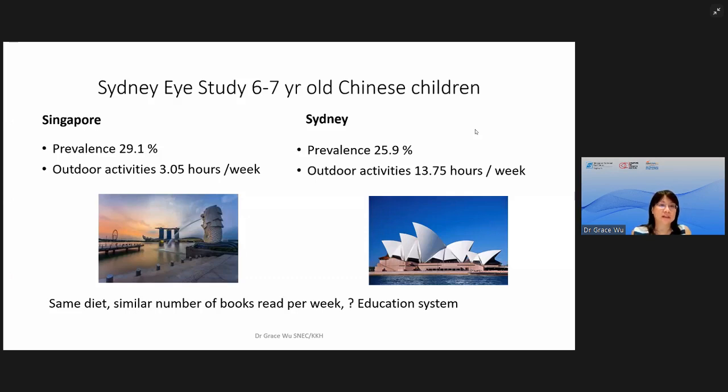Now, the children in Singapore and the children in Sydney, they're both Chinese, they have the same diet. They read a similar number of books per week, but what is different is the number of hours they spend outdoors. In Sydney, the children spend a significantly higher number of hours outdoors than in Singapore.